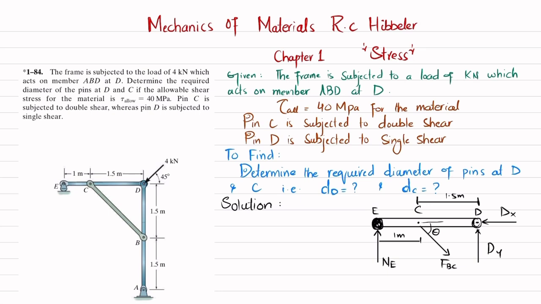Also, if you look at this figure, this is 1.5 and this is 1.5, and this is the theta angle. So if you take the tangent of theta, it will be equal to perpendicular, which is 1.5, divided by base, which is 1.5. So theta is equal to tangent inverse of 1, which is equal to 45 degrees. So this theta is equal to 45 degrees.